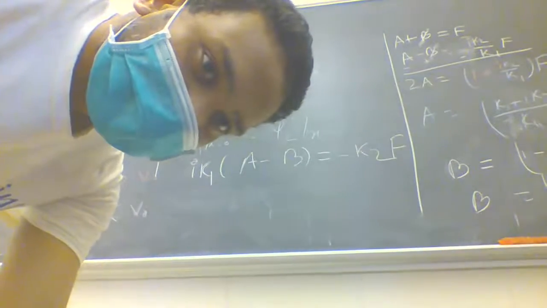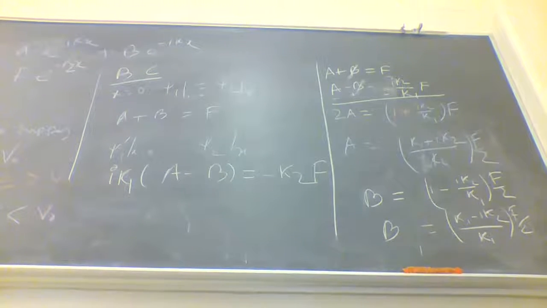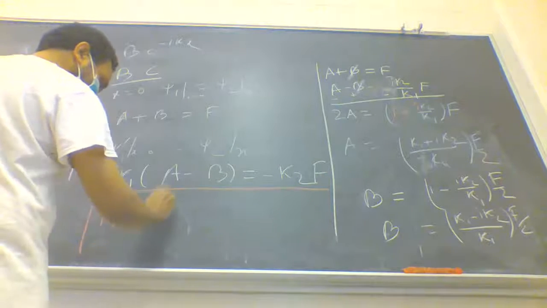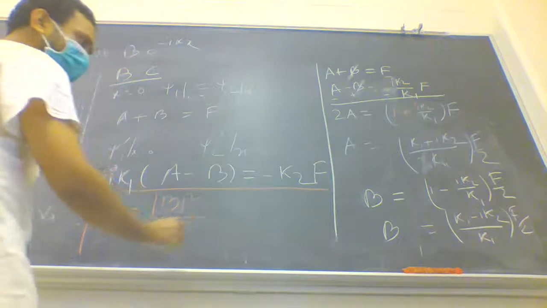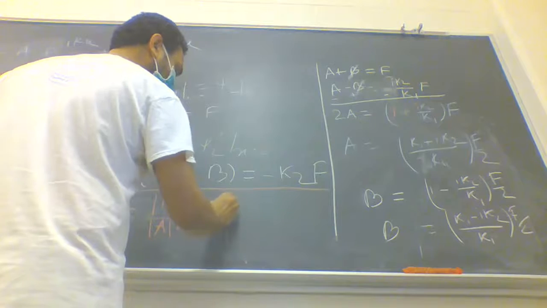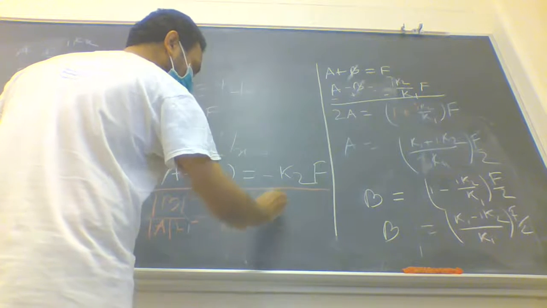Now what should I do? You should just find the reflection and transmission, right? The reflection coefficient is like, you can write B square by A square. So I have B, I have A. So I can write here, this is A, this is B. I can write (K1 minus i K2) by (K1 plus i K2) whole square.